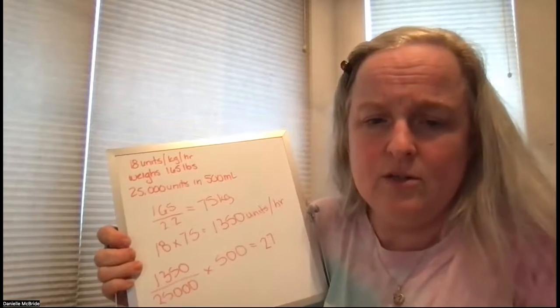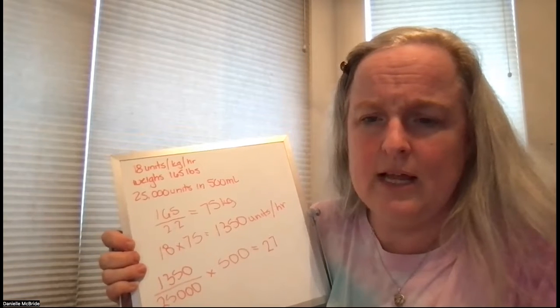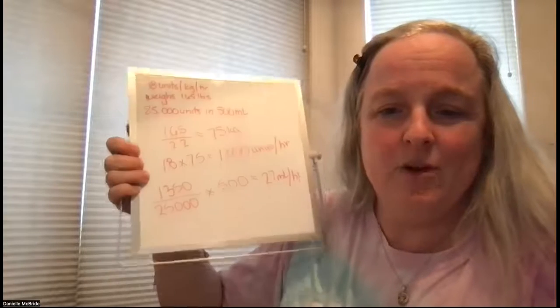And if we go back to the answer on the slide, when they cross multiplied and did all of that, you can see they also got 27. So maybe that is another way that might be easier for you to solve your heparin problem. Oh, there we go.